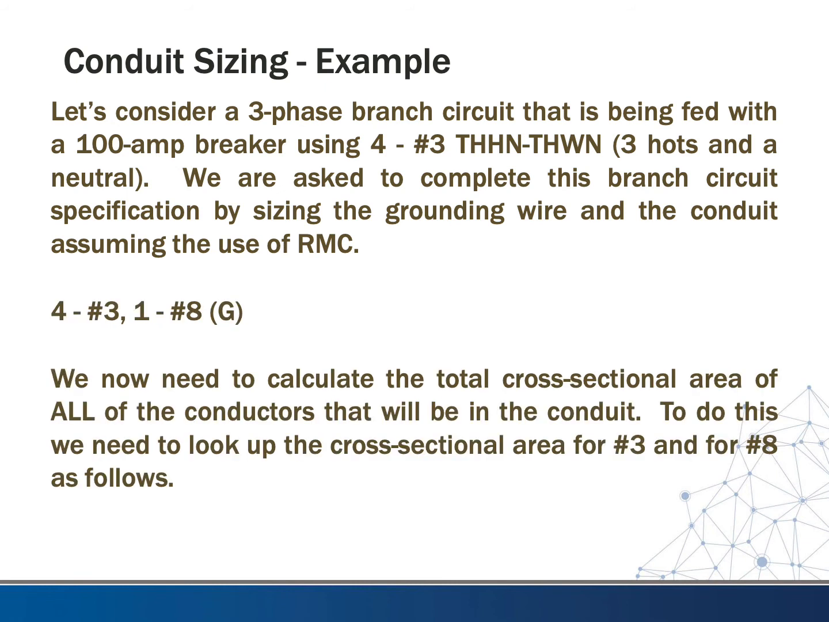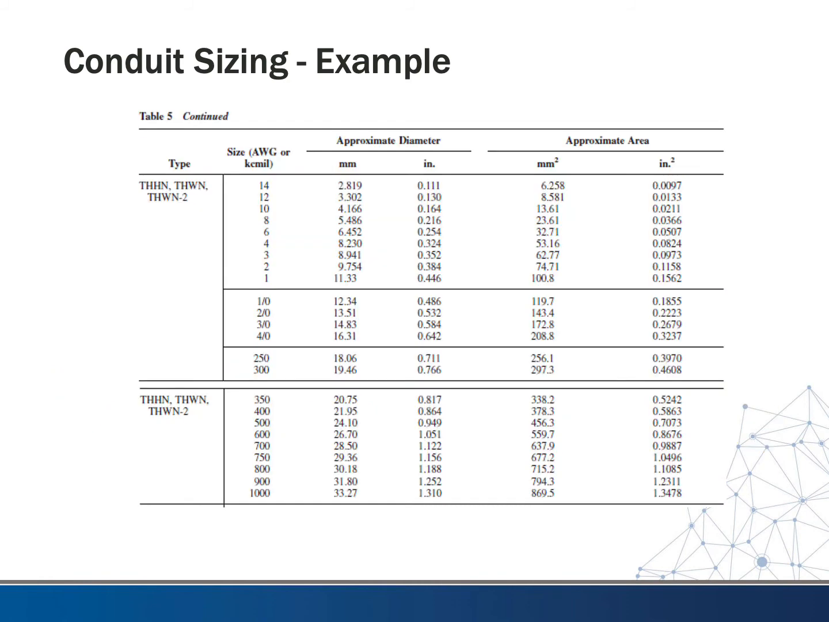So we now need to calculate the total cross-sectional area of all of the conductors that will be in the conduit. To do this, we need to look up the cross-sectional area for number 3 and for number 8, and we'll do that as follows. So here we go back to table 5 in chapter 9 of the National Electrical Code, and we see we're using our THHN, THWN because that was given to us. That's the type of conductors we'll use, and we'll assume that's what we'll use for the ground. It'll be a green colored insulation.